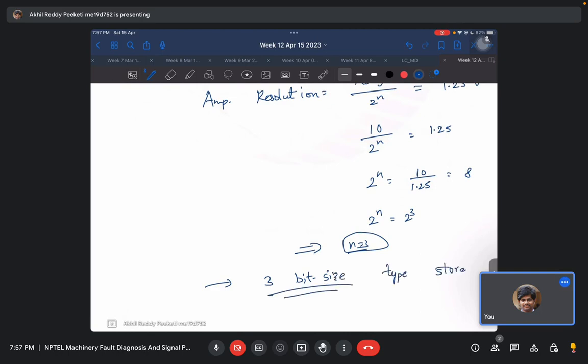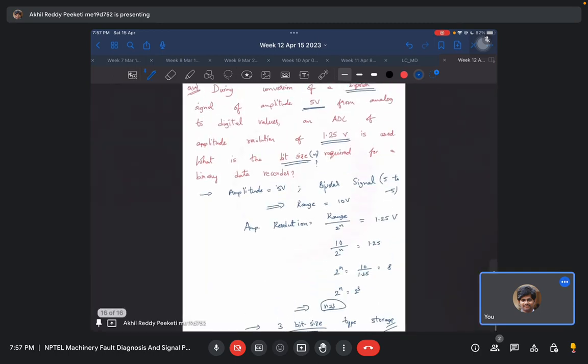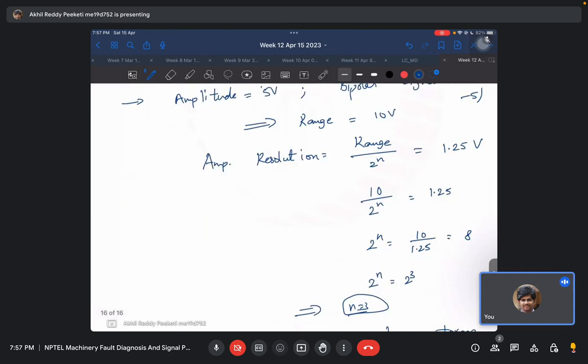Okay. So this is why even if you are given the resolution and the range, you can estimate the bit size which is used. Or if you know the bit size, you can calculate the resolution. Okay, let's move to the next question.